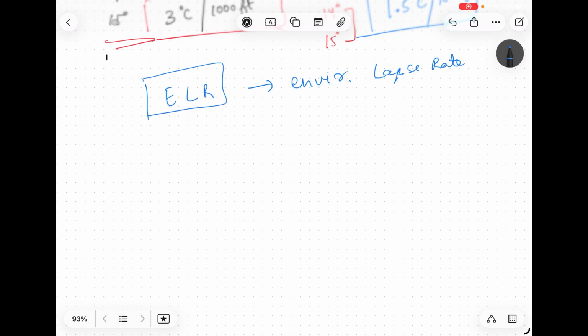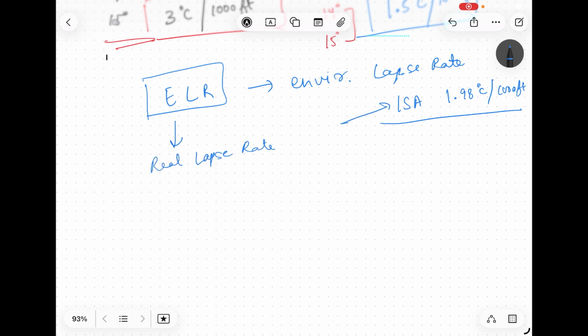Okay, as we know, in the International Standard Atmosphere the lapse rate is considered as 1.98 degrees Celsius per 1000 feet, but in real life it could be anything. So it is the real lapse rate. We'll consider it that way so that we understand better. This is as per ISA, but this is what is happening in the environment on a particular day.